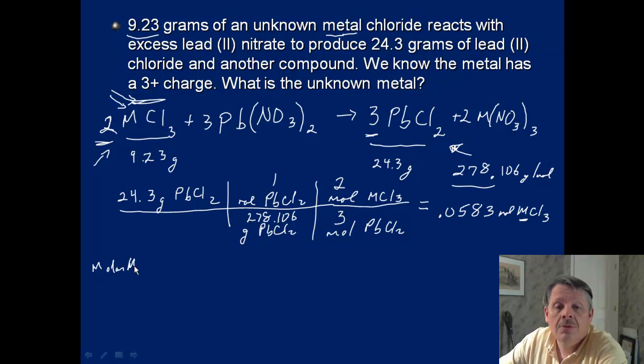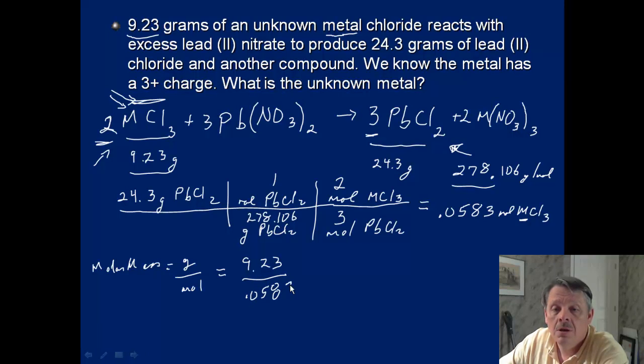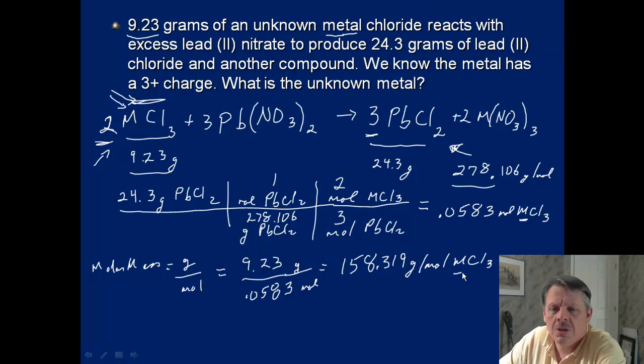Molar mass is grams per mole. Well, what do I know? I know that there are 9.23 grams of this stuff, and I know that I have 0.0583 moles of it. So if I do that division, and again, I'll save you the time, this is 158.319 grams per mole of MCl3. That still doesn't tell me what the metal is.